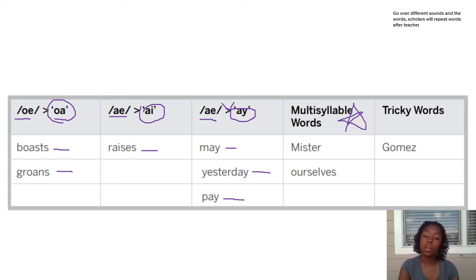Multi-syllable words. Remember, multi-syllable words means it could be 2 syllables, it could be 3 syllables, it could be 4 syllables. Anything more than 1 is a multi-syllable word, okay? First word, Mr. Ourselves. Tricky words. Gomez.